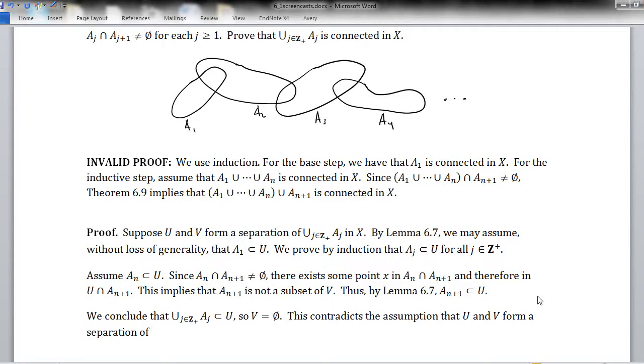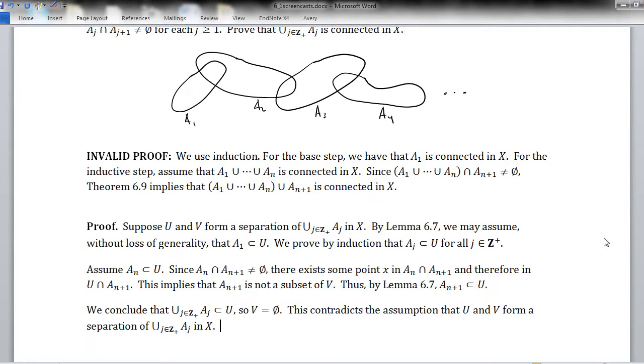of this union in the topology inherited from X. All right. Therefore, we know that our union is connected. Okay, we assumed we had a separation of the union and we got a contradiction. Therefore, there isn't any separation and it must be a connected set.